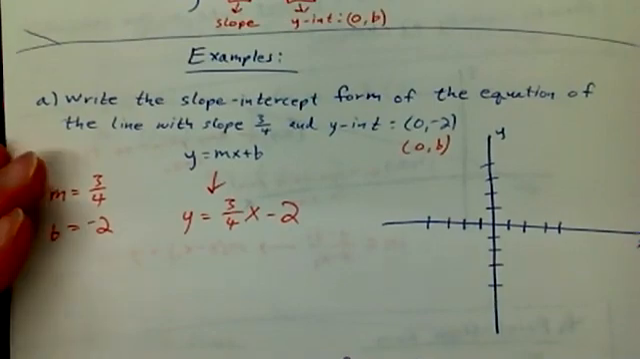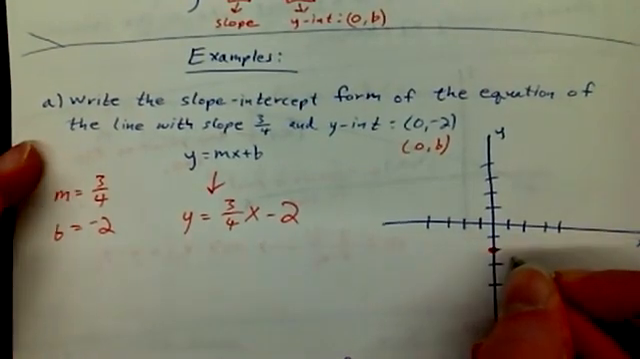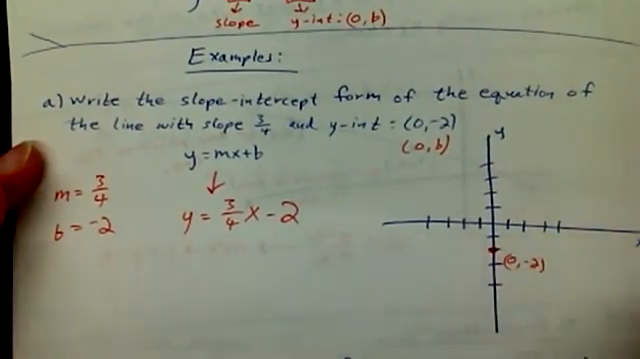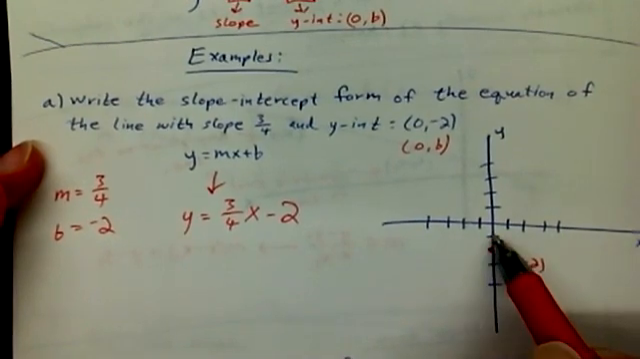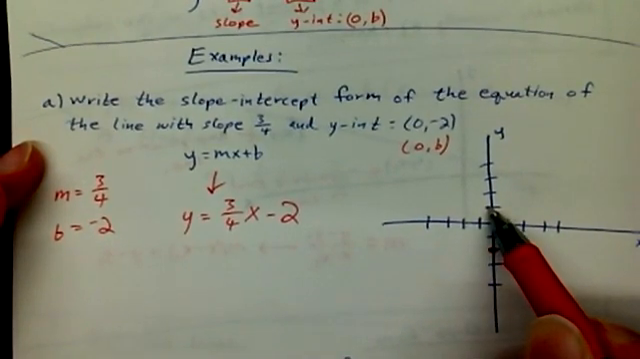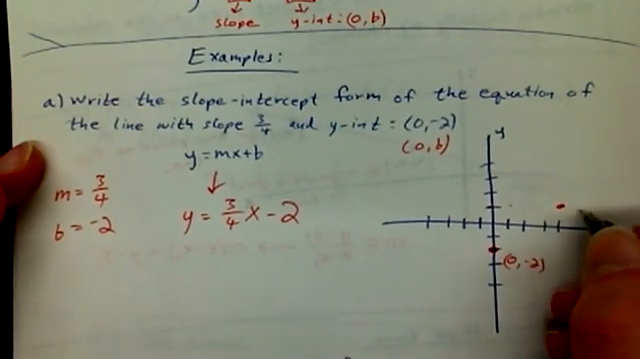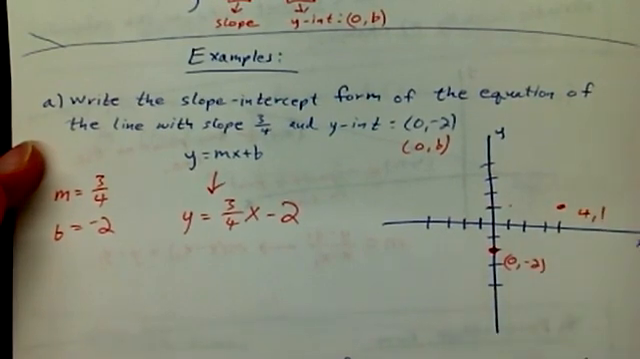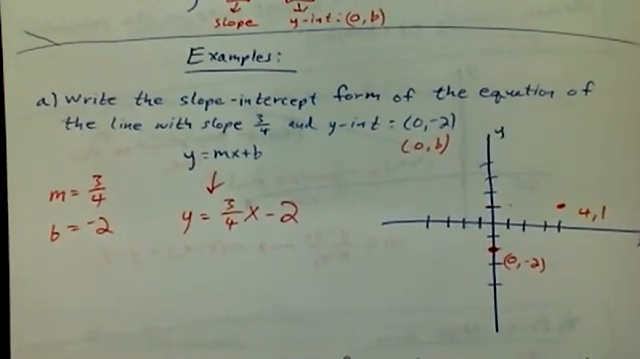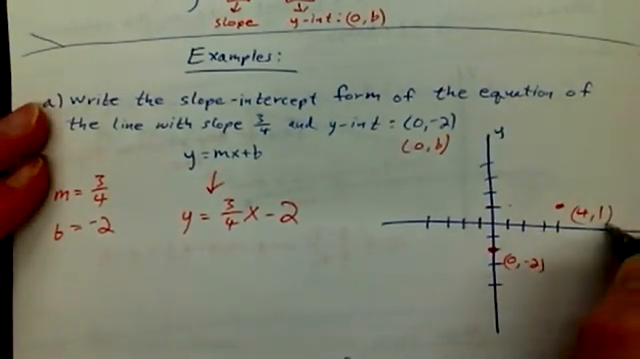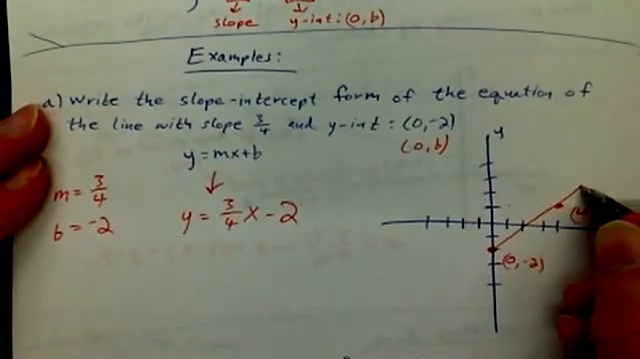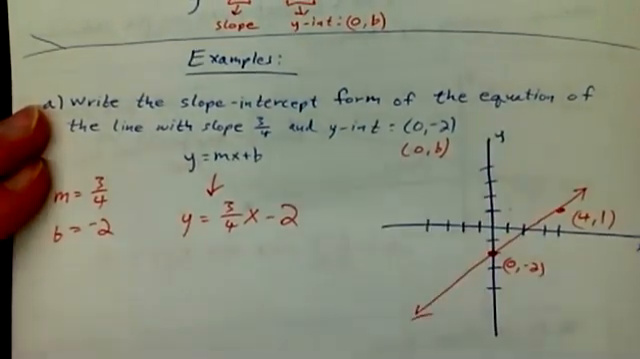If I graph that, I'll start here at 0, negative 2, and my slope tells me to go up 3, 1, 2, 3, and it tells me to go over 4, 1, 2, 3, 4. That's going to be the point 4, comma 1. Okay, so I got 2 points. This is linear, so I have a line, and there's my graph.